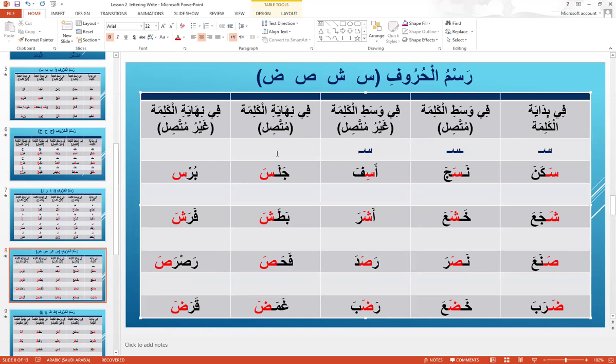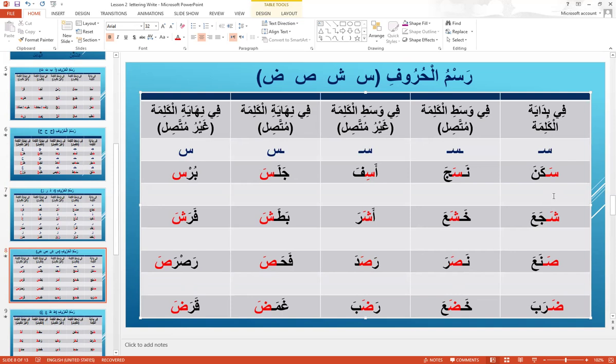Sin في نهاية الكلمة متصل. Sorry, sin at the end of the word connected. So we have a connection, then we have sin. Sin في نهاية الكلمة غير متصل. Sin at the end of the word not connected, so it's going to be written like this.